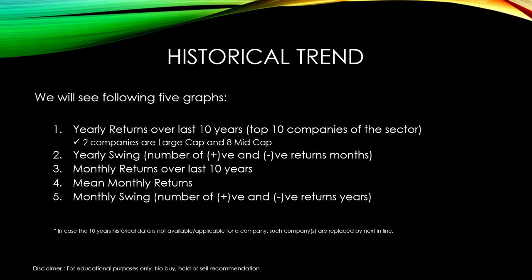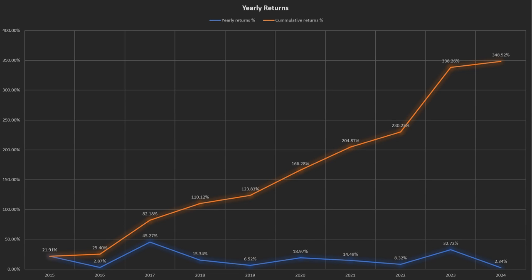And the fifth graph will be the monthly swing graph, in which we'll see the number of positive and negative returns years. I'll also share the key takeaways from each of these graphs. Please do not skip any portion of this video and watch it in full. You are going to learn a lot which will help you to take decisions on your own. So let's see the first graph.